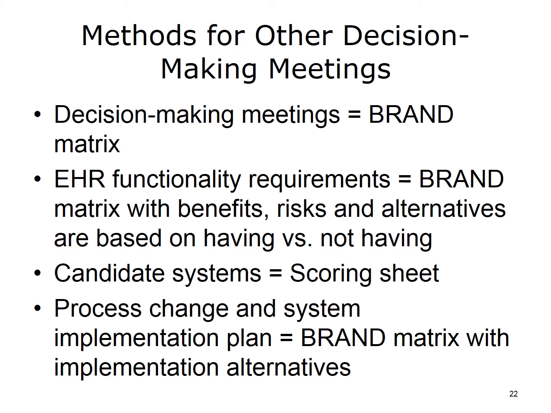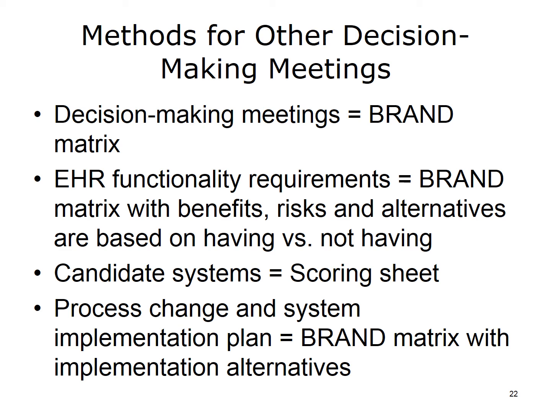For decision-making meetings about which processes to automate or redesign, the brand matrix can be used. For decisions about EHR functionality requirements, something similar to the brand matrix can be used, but the benefits, risks, and alternatives, including cost-benefit assessment, is based on having versus not having the functionality. For decisions about how candidate systems measure up against requirements, a scoring sheet where each system is evaluated against requirements and scored should be used.